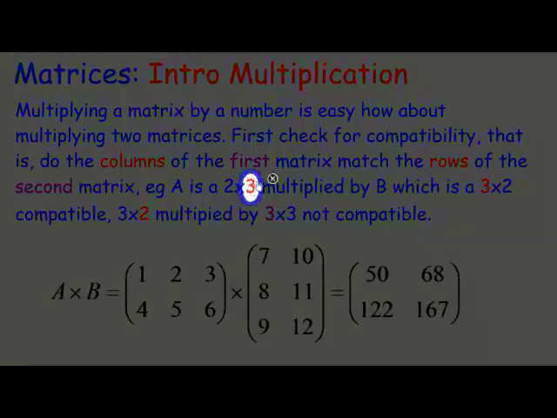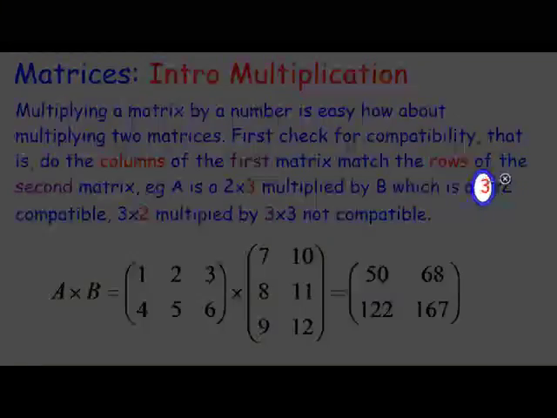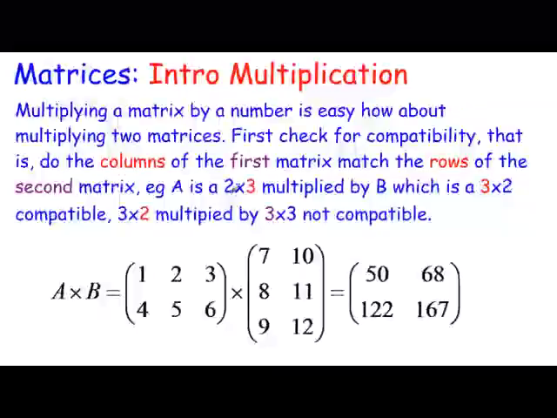The 3 here and the 3 here, both in red, you have to make sure they match up. And the resultant will be this one here, a 2 by 2. So if we multiply a 2 by 3 by a 3 by 2, it is compatible. We can do the multiplication, because we checked it: the columns of the first match with the rows of the second, the 3s and the 3.